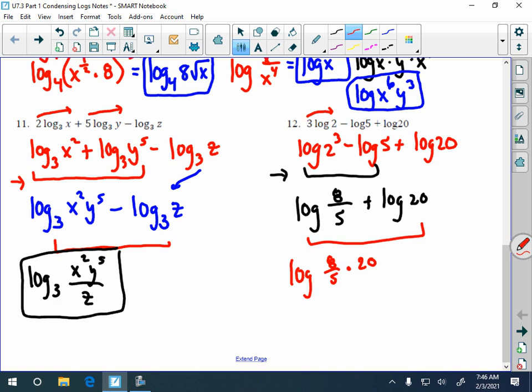And then that 20, I can make it a fraction, so I can multiply these two fractions together. You could cross cancel here because you're multiplying, so you're allowed to do this. So just divide by 5. And so I get log of 8 times 4, which is 32 over 1, or just log 32. So all that from the very beginning will simplify down to this log 32. All right, good luck.